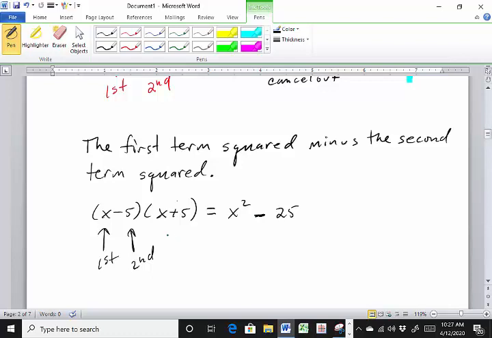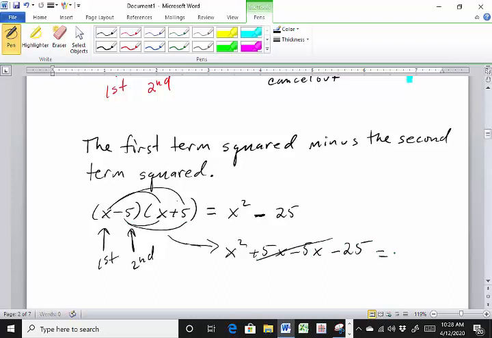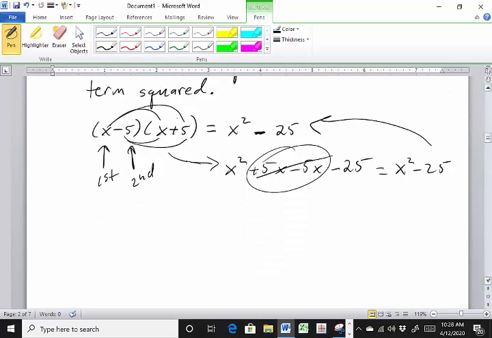You don't need to do this long process of the distributive law. Well, x times x is x squared. x times 5 is 5x. Minus 5 times x is minus 5x. And minus 5 times 5 is minus 25. And these cancel out, and what do you get? x squared minus 25. Same thing as we got right here. So we always know that these middle terms are going to cancel, so just use that shortcut. Square the first term, square the second term, and put a subtraction sign in between them, right?